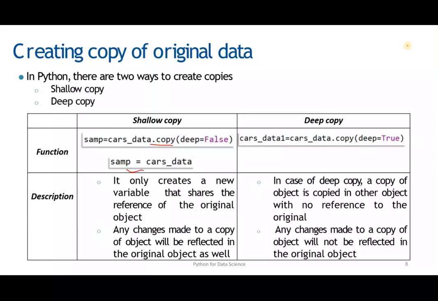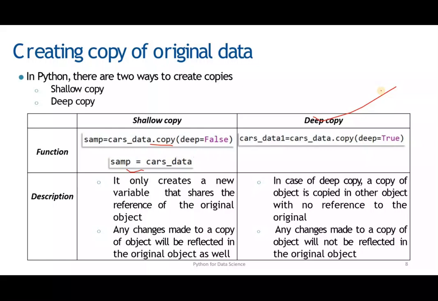So now let's see about deep copy. Here you can see the deep copy content. So we use the same command dot copy, but we set the deep as true, and by default the deep value will be true. So whenever you use dot copy, you are doing a deep copy, and as you see, I am doing a deep copy by creating a new object called cars_data_1, where this particular object is the copy of the original data, that is cars_data. We'll show you the practical part of this also.